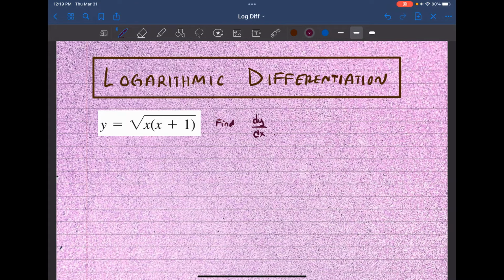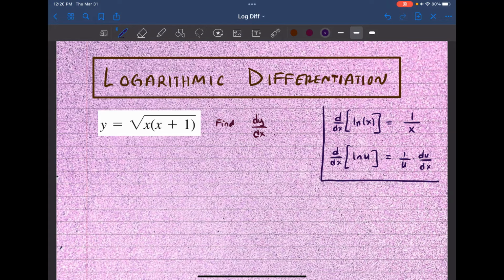Something you want to keep in mind as you're using this method is to remember what the derivative of the following is. If you want to differentiate ln, so we're going to be using natural log, ln of x, well, we know that's 1 over x. That's the derivative of ln of x. And if you have ln of u, where u is a function of x, then this is 1 over u, whatever is inside ln, times the derivative of u, du/dx. So these are the two formulas you want to keep in mind as you're working on logarithmic differentiations.